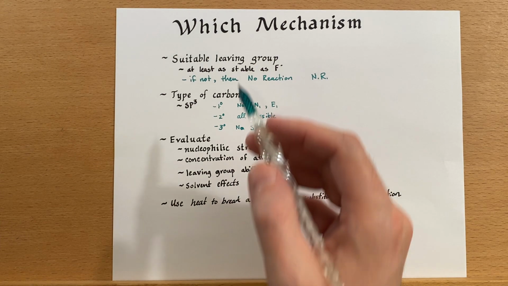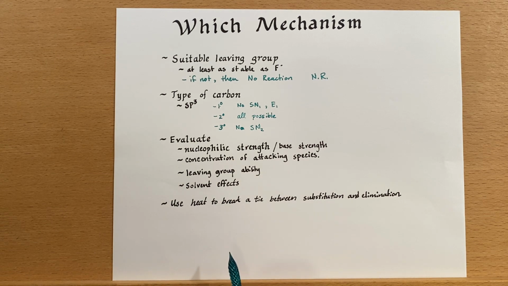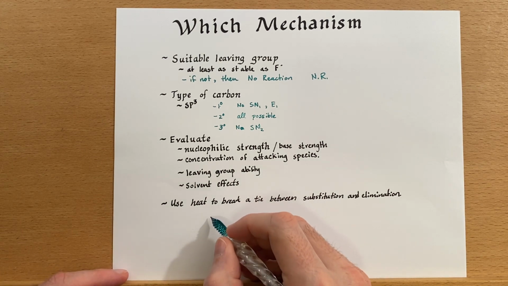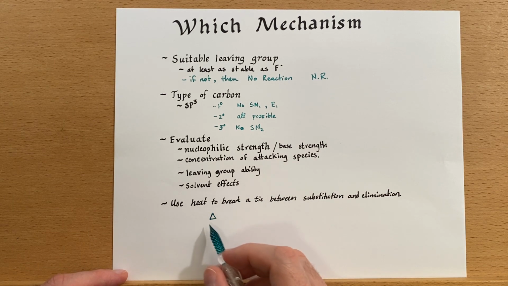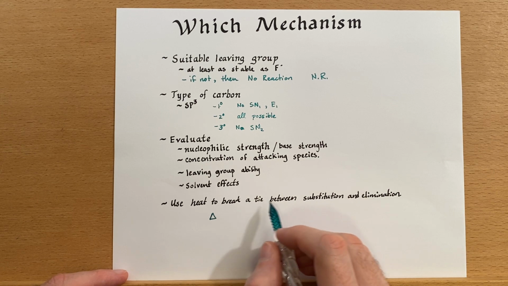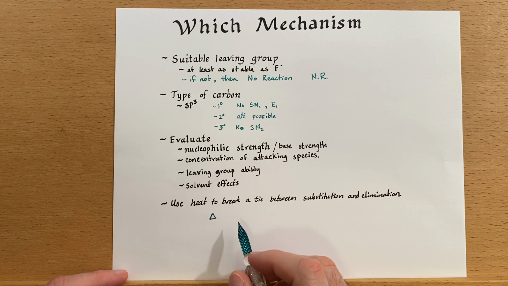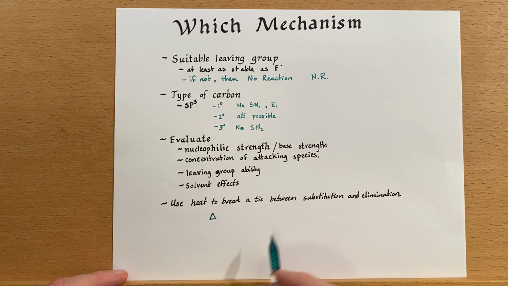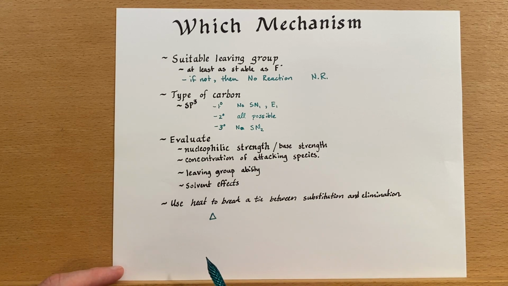Now, after we've considered all of these effects, if we still have a tie between a substitution reaction and an elimination reaction, we'll use heat, which is sometimes abbreviated as a little triangle symbol, like a delta, to break the tie. Elimination reactions are favored when the reaction is conducted at a higher temperature. Substitution is favored when it's conducted at a lower temperature. We'll make the assumption that it's not conducted at a very high temperature unless we have the heat symbol on the reaction.